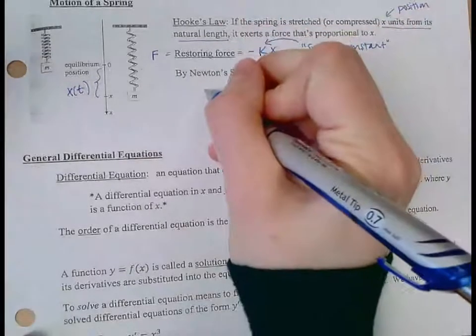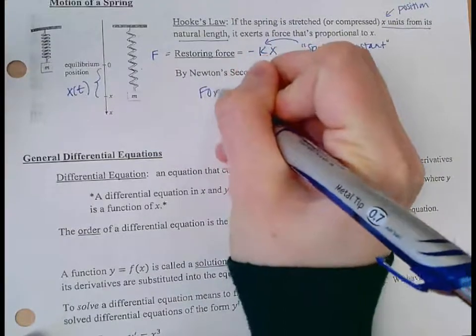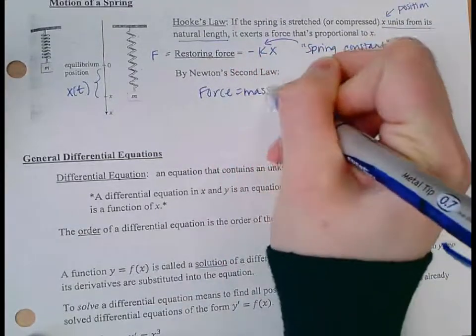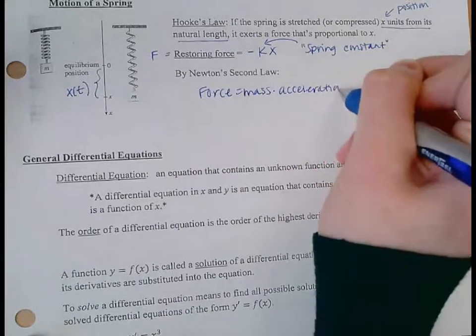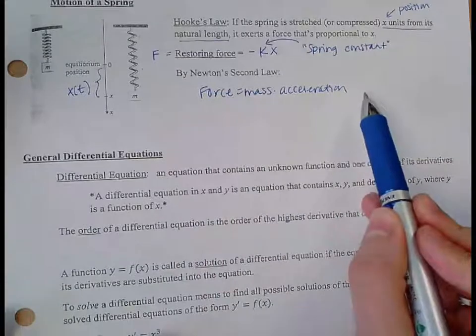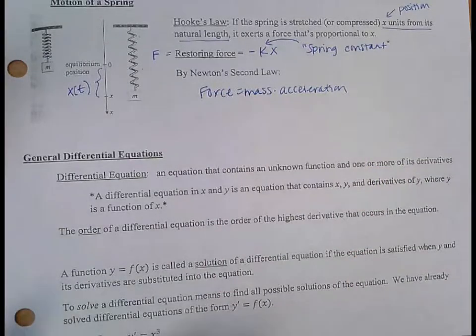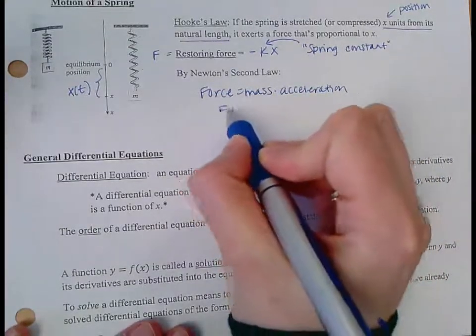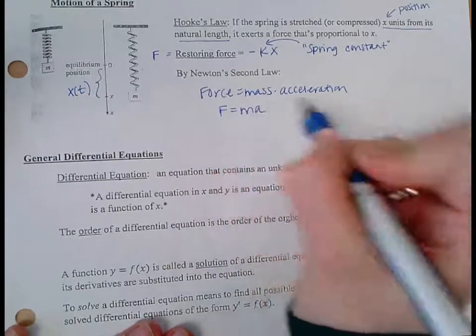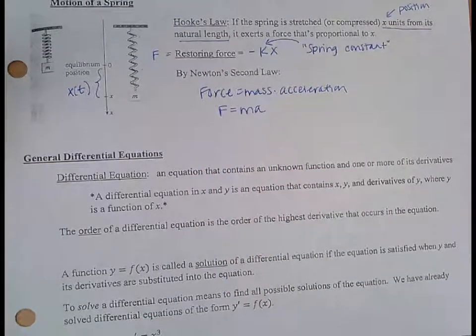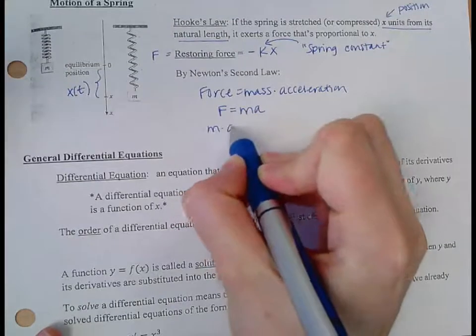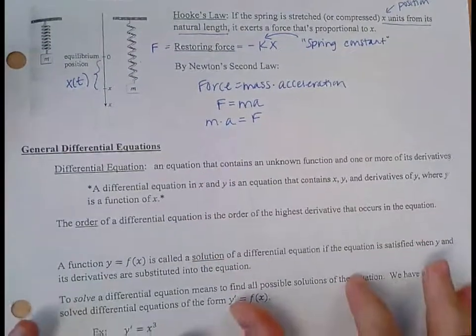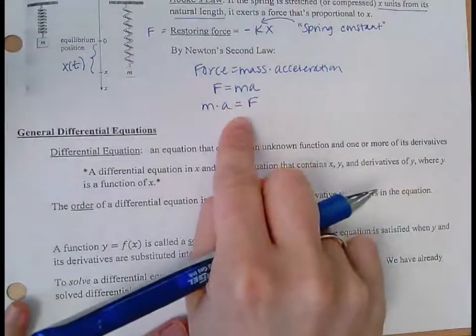Yes, force equals mass times acceleration is Newton's second law. Again, you don't need to have this memorized for the AP calculus test. So the formula is F equals ma, or F equals m times a. I'm going to flip that around. I'm just flipping the two sides.